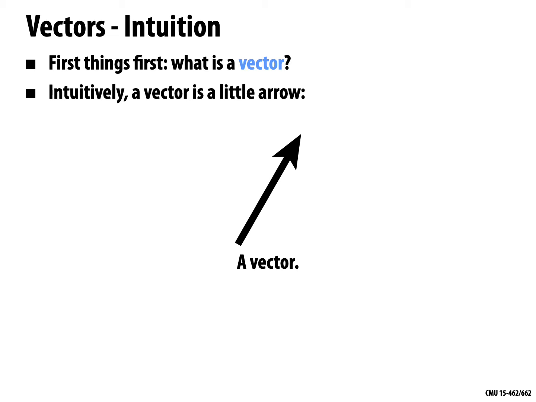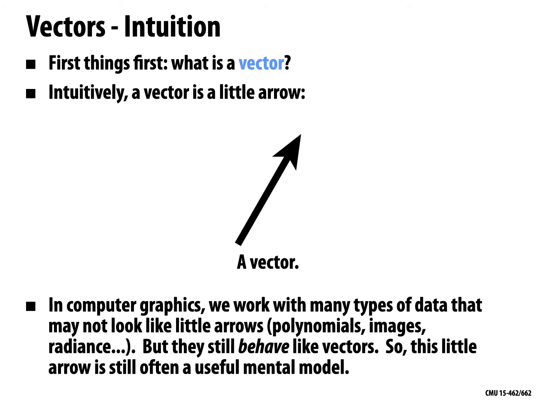And it's important to play this kind of game because in computer graphics, we're going to end up working with lots of different types of data that don't maybe look initially like little arrows. Right? We might be playing with polynomials or images or radiance functions or all sorts of things, but we will notice over time that they behave in many ways exactly like little arrows. Okay? So having this mental cartoon of a vector as a little arrow is going to be useful for thinking about some pretty sophisticated problems.